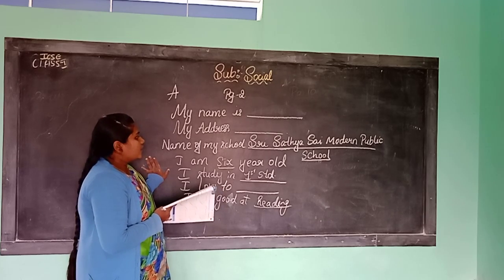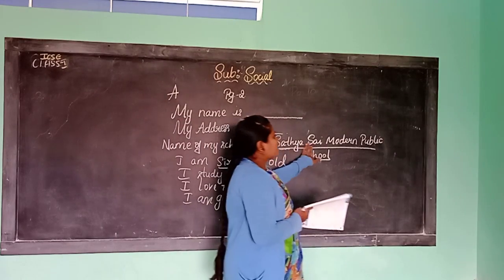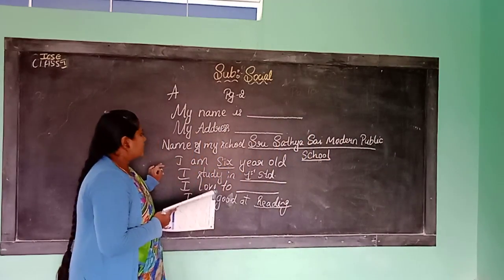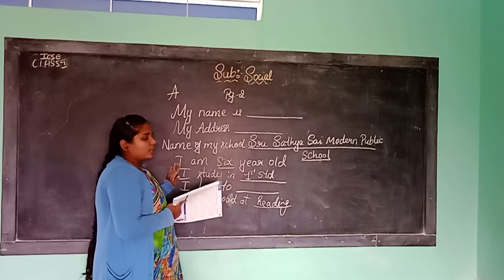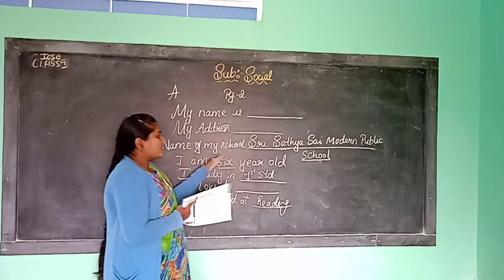Third one, name of my school. What is your school name? Shri Satya Sai Mohanan Public School. And what does the dash word mean? Instruction in here. What is your age? I am 6 years old.